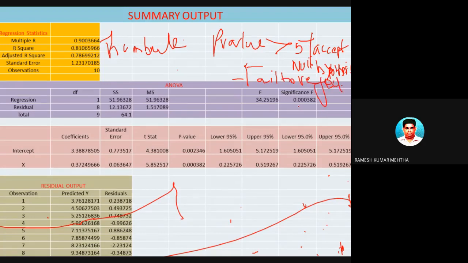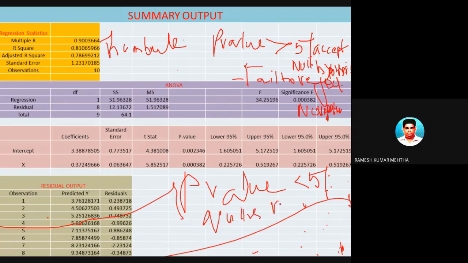Now, if the p value is less than 5 percentage, null is rejected. Null is rejected because the chances of null is only 3% or below 5%. So null is rejected and alternative is accepted.